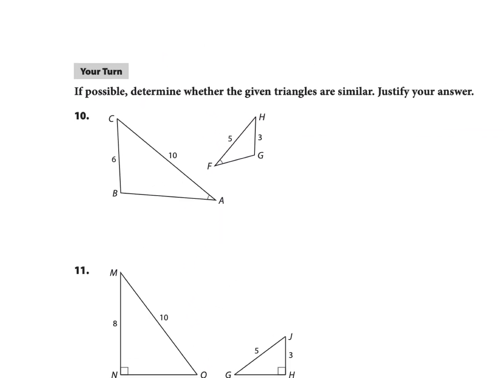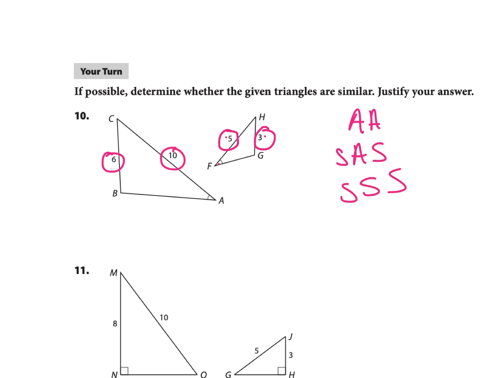Let's see these. All right, so I have an angle. This would match this, and this would match that. But they are not any of these because this would be angle, side, side. So this is no.